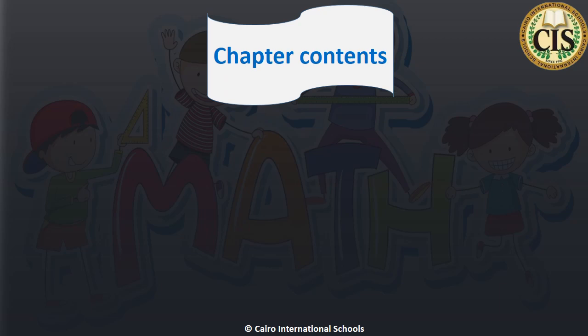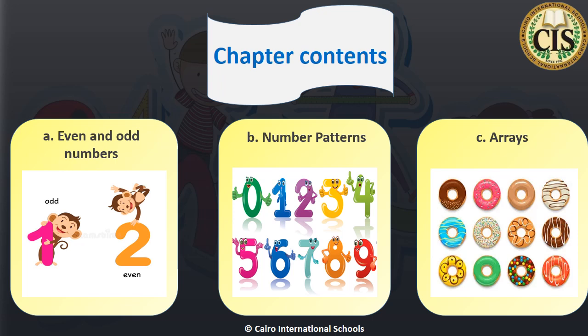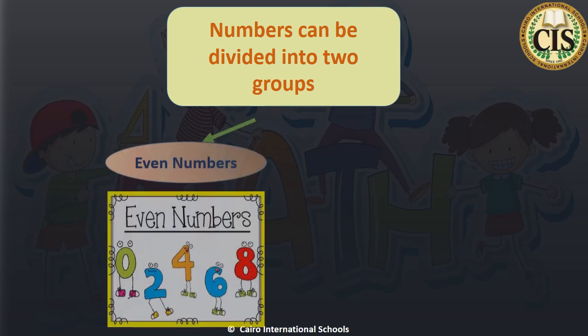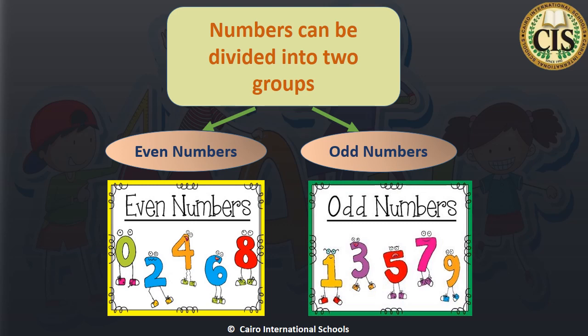Chapter 8 contents are even and odd numbers, number patterns, and arrays. Numbers can be divided into two groups, which are even numbers and odd numbers.